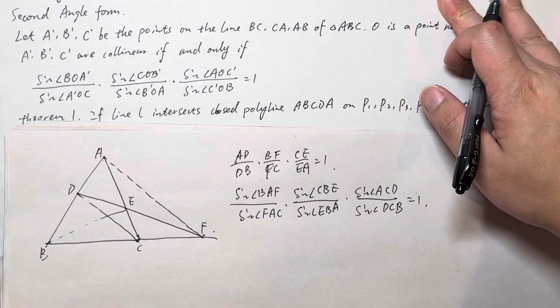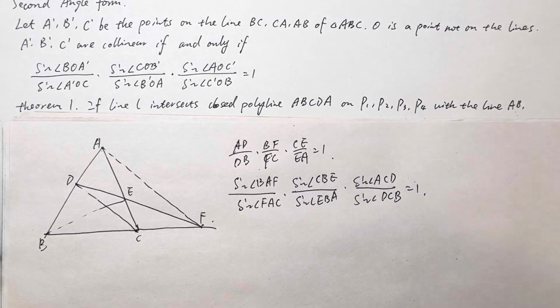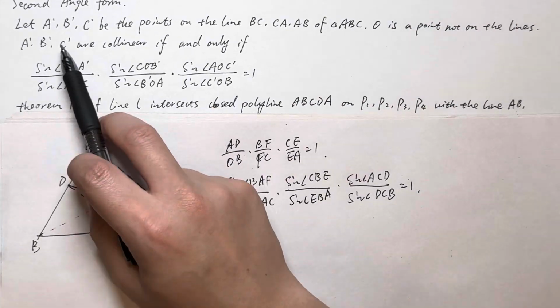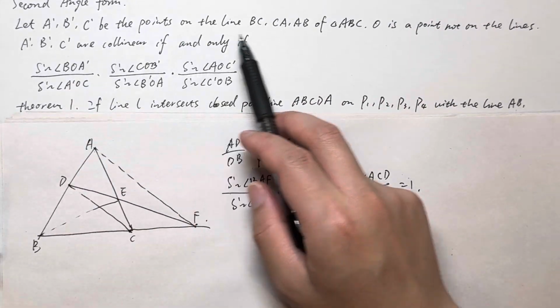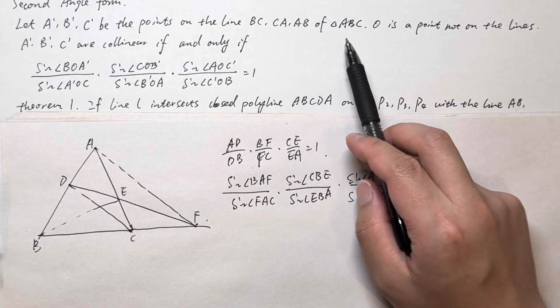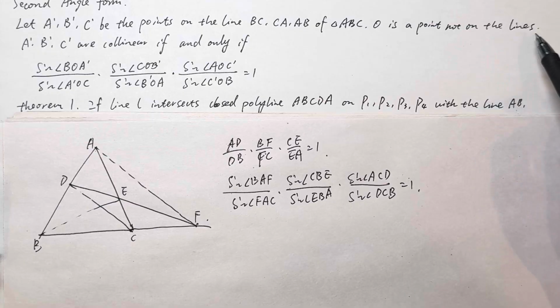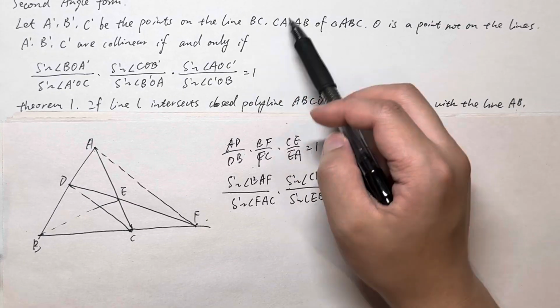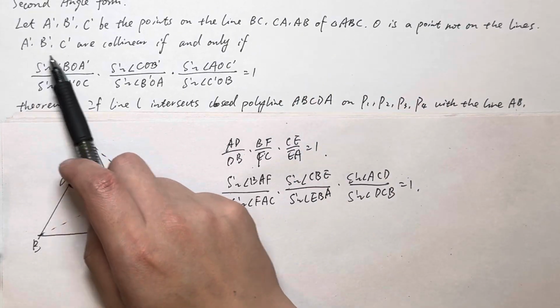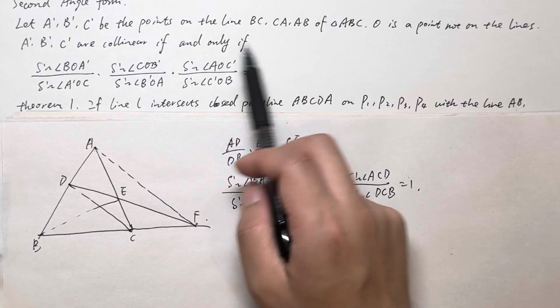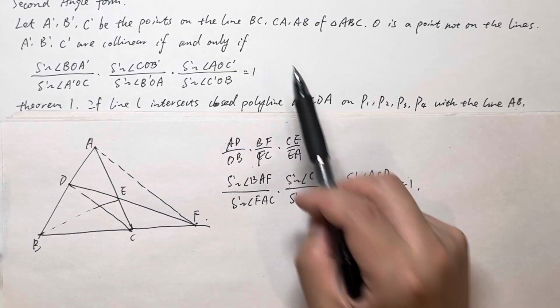And now we look at the second one. The second one says: let A prime, B prime, C prime be points on the lines BC, CA, AB of the triangle ABC, and O is a point not on these three lines. Then A prime, B prime, C prime are collinear if and only if this one.